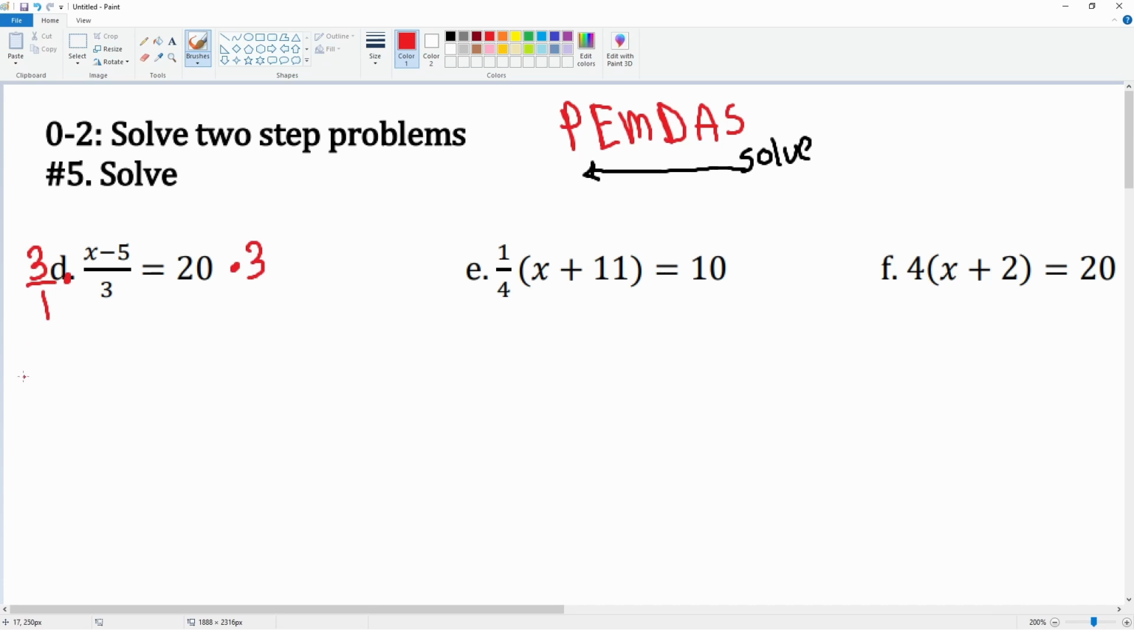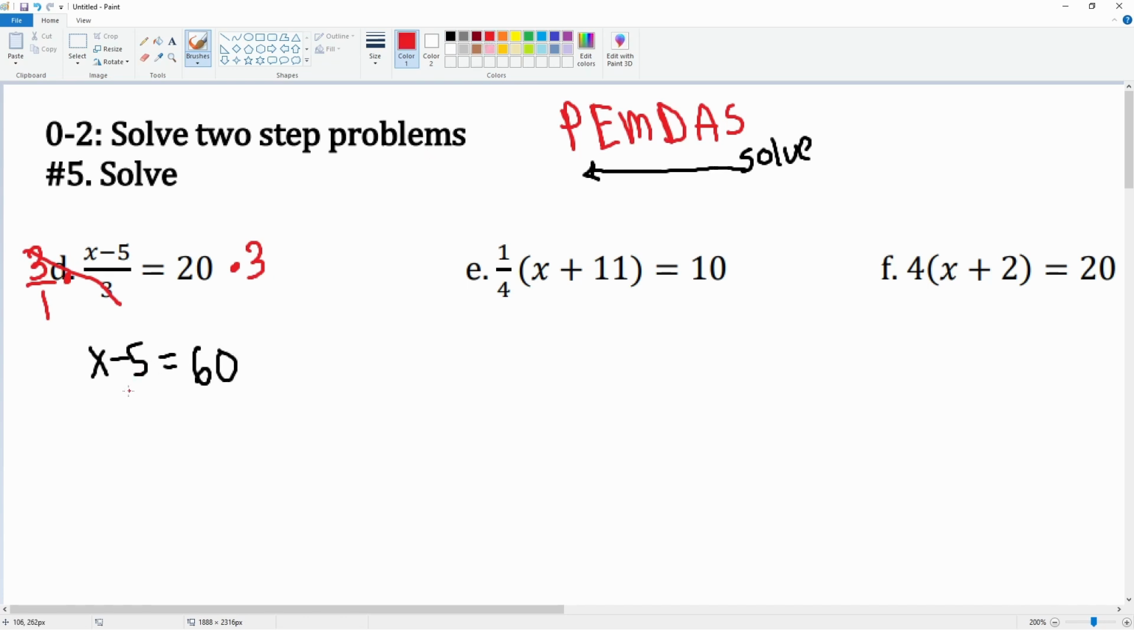Why? Because notice there's a 3 on top and a 3 on bottom. That will cancel, leaving you with a 1. So you have a 1 and you have x minus 5 left over on the left-hand side, because this cancels to make the number 1. This cancels to make the number 1. So bring down the equal sign. 20 times 3, which is 60.